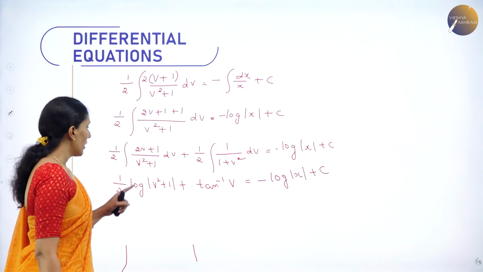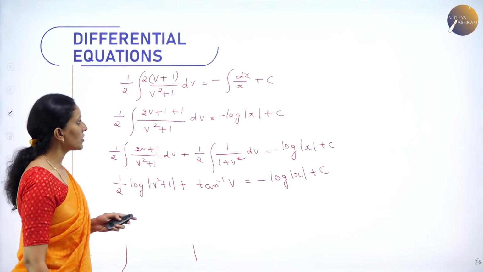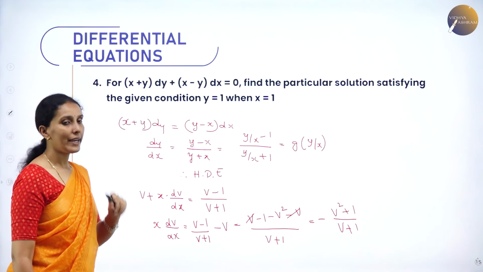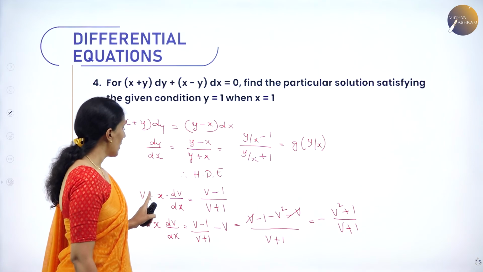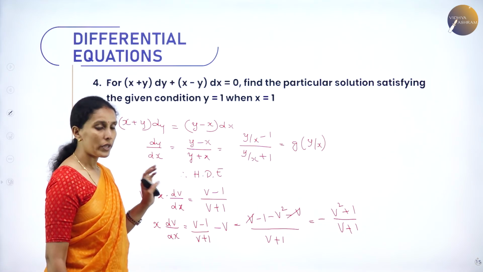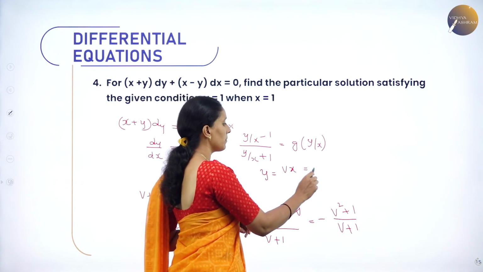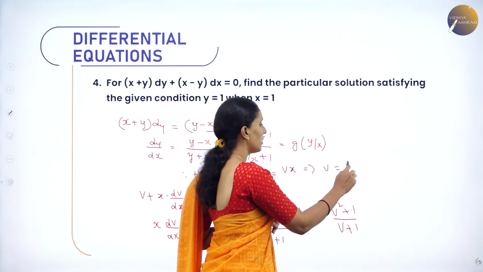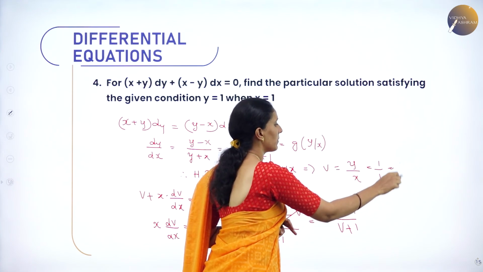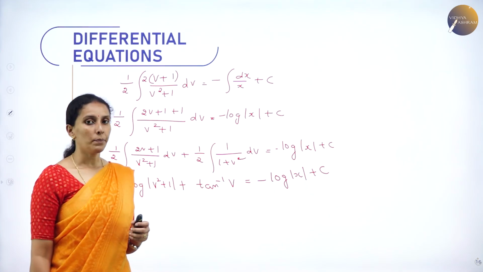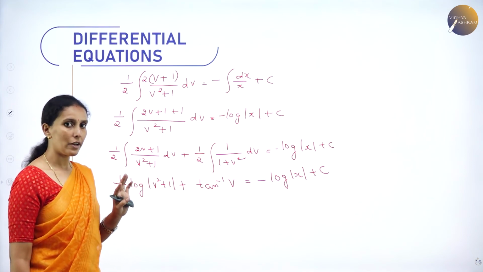So now we have to convert it into y and x because we need to substitute for y and x. Since we have taken y is equal to vx, this implies v is equal to y by x. And also y is 1, x is 1, this implies v is also 1. Because both x and y are 1, therefore v is 1 here.